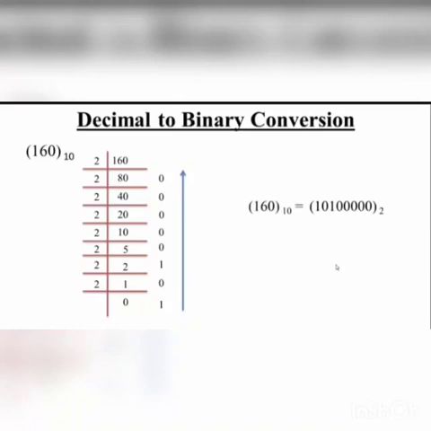Again we divide 2 by 2. The answer becomes 1, remainder becomes 0. Again we divide 1 by 2. The answer becomes 0 and remainder becomes 1. So how do we write the answer? Always write the answer from bottom to top. So let us write the answer: 1 0 1 0 0 0 0 0 in base 2.